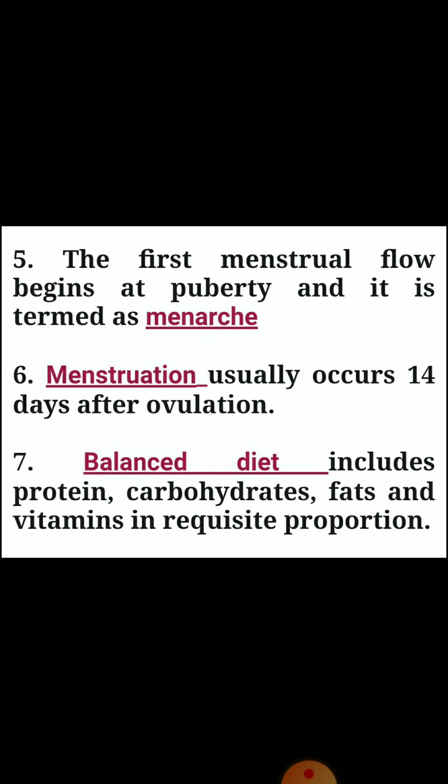It's termed as dash, menarche. Sixth one, dash usually occurs 14 days after ovulation. Answer menstruation. Seventh one, dash includes protein, carbohydrates, fats and vitamins in requisite proportion. Answer balanced diet.